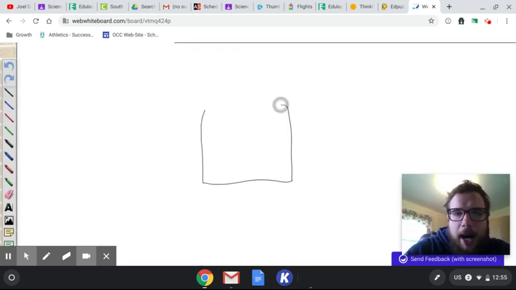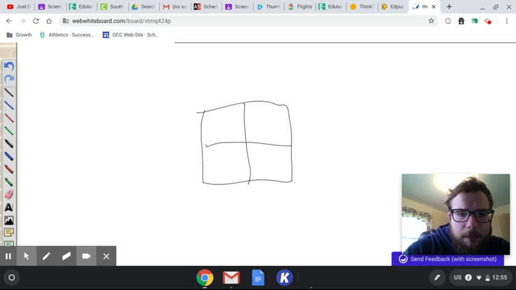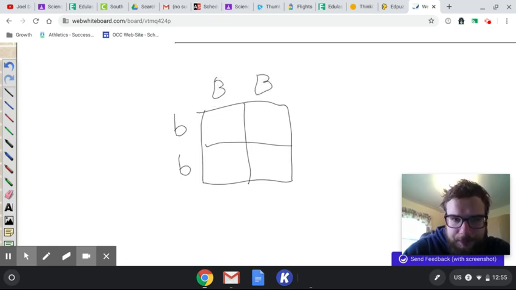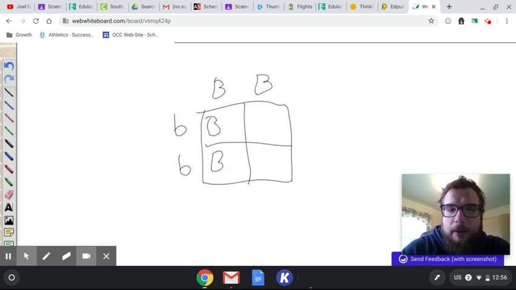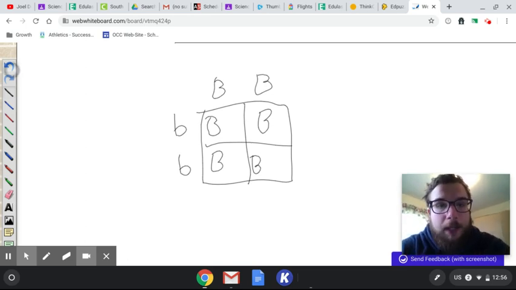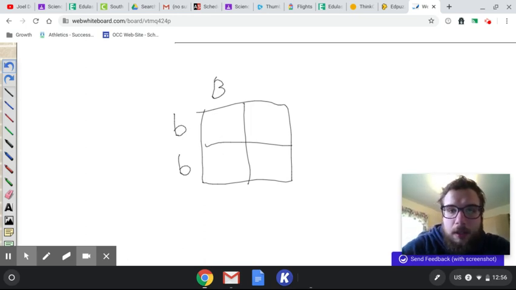So my mom has brown. My dad has blue. So we know my dad's little b. He has to have two little b's in order to be blue-eyed as a phenotype. Now, if my mom was big B, big B, look at what happens. The big B's drop down, and then every box has a big B in it. So it would be impossible for me to have blue eyes if my mom was big B, big B. But luckily, we can tell that she's big B, little b, because now watch what happens.